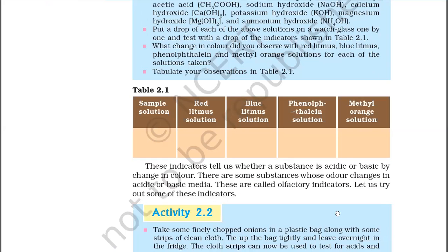These indicators tell us whether a substance is acidic or basic by change in color. There are some substances whose odor changes in acidic or basic media. These are called olfactory indicators. Let us try out some of these indicators. Activity 2.2.